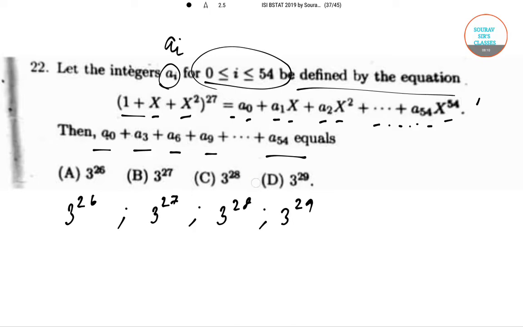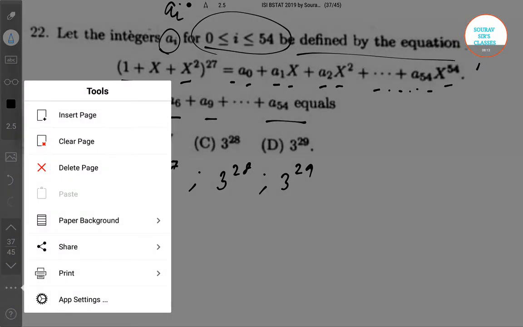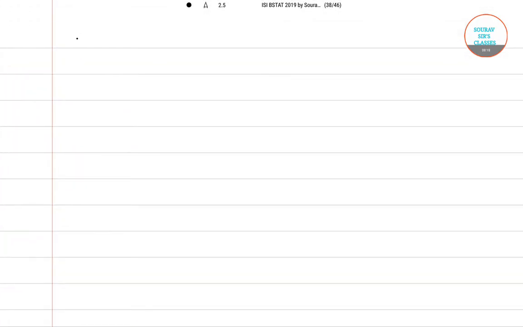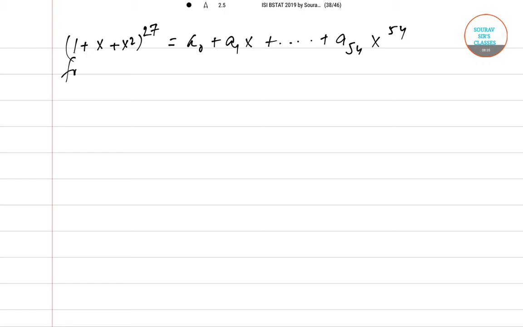So let's solve this question. So (1 plus x plus x square) whole to the power 27 has been given. It is equal to a0 plus a1x plus up to a54 x to the power 54. Now for x equal to 1, what will happen? It will be 3 to the power 27 equal to a0 plus a1 plus up to a54. Let it be equation 1.